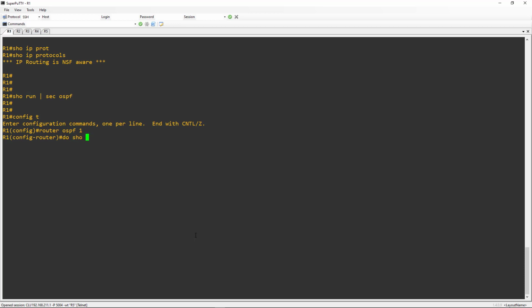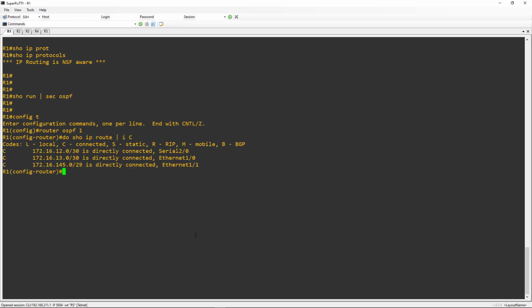Now if I do a show IP route | include connected, I can see what interfaces are connected to this particular router. I'm going to go ahead and enable OSPF on the 145 network, which is Ethernet 1.1. That is going to be in area 0. And I should get adjacencies with router 4 and router 5 in that particular case. And then I should also enable OSPF on the 12.0 subnet. That should be in area 1. And I should enable OSPF on the 13.0 subnet. That should be in area 2.